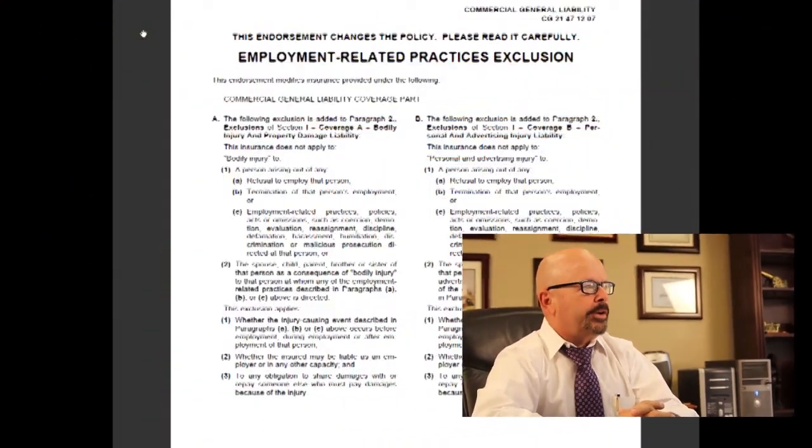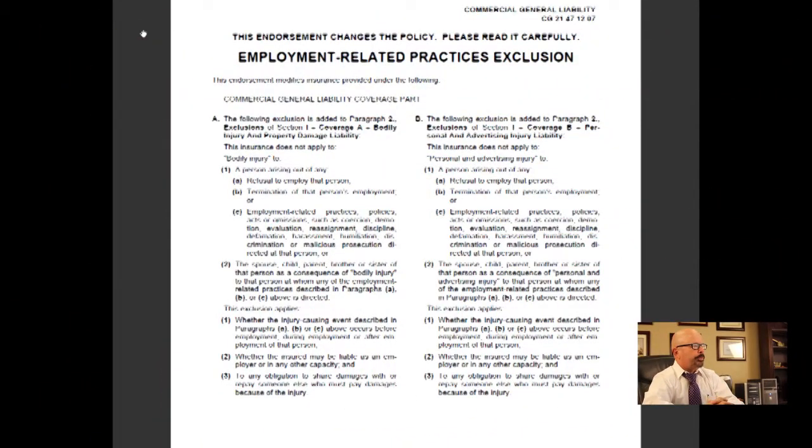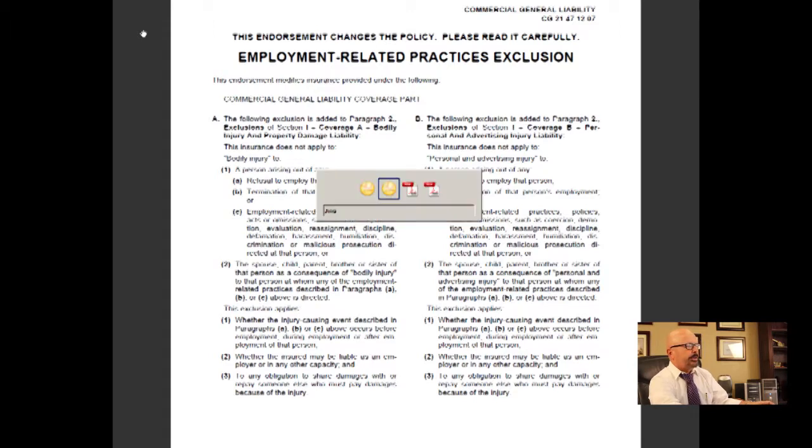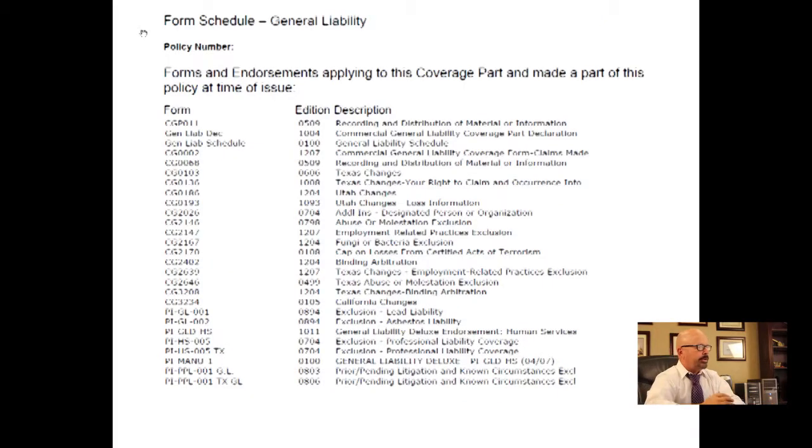Now, what we're looking at here is the employment-related practices exclusion. Most policies have this attached from the very beginning. And the way you can find this, let me show you a little thing here that some people are aware of and others are not. In your policy itself, you'll have a form schedule. All policies have these. And some will say package or property or liability. You're looking for the liability.